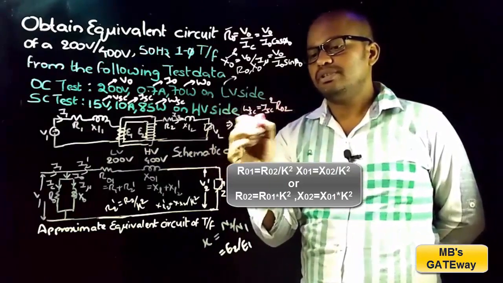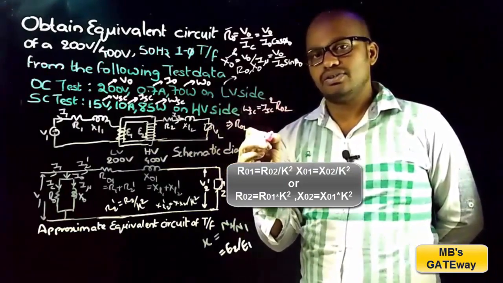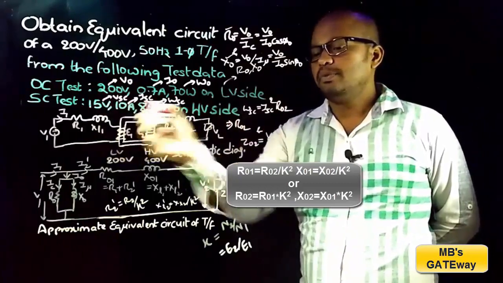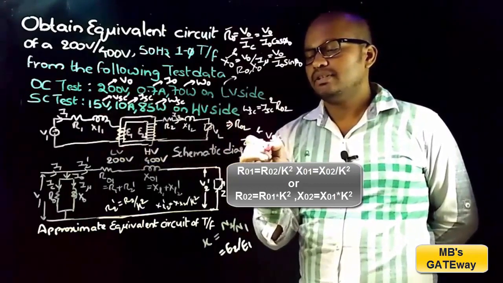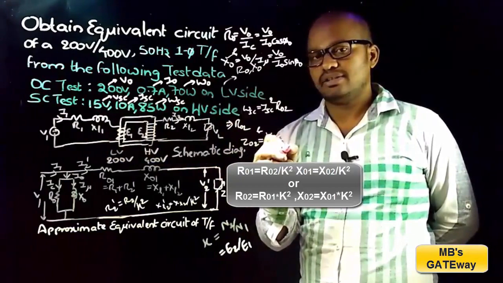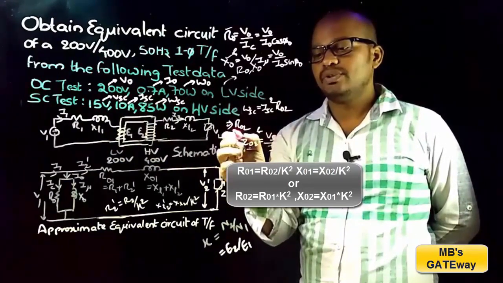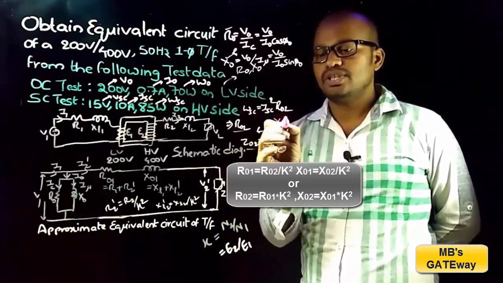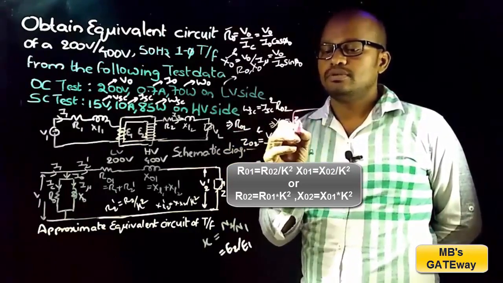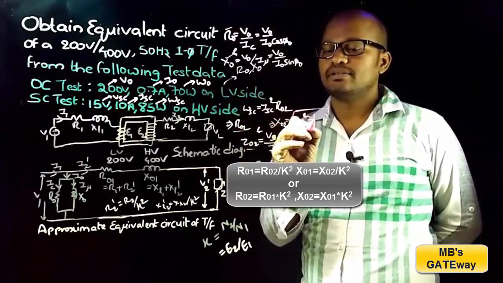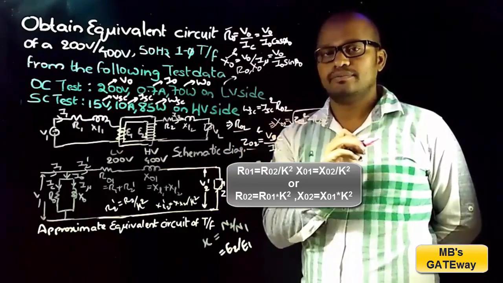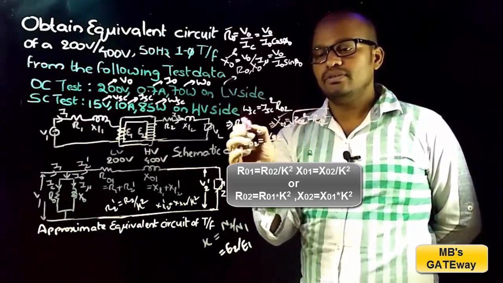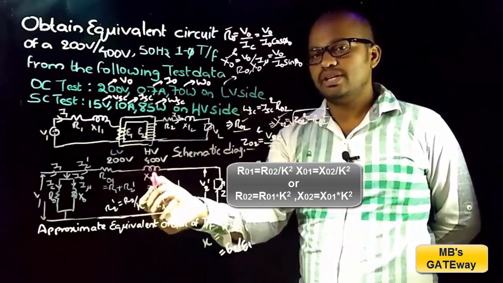So by using this we can find R02, and Z02 is the ratio of voltmeter reading VSC and ammeter reading ISC. So now after finding Z02 and R02 we can find X02, which is equal to the root over Z02 square minus R02 square. So after obtaining R02 and X02, then we need to find R01 and X01.